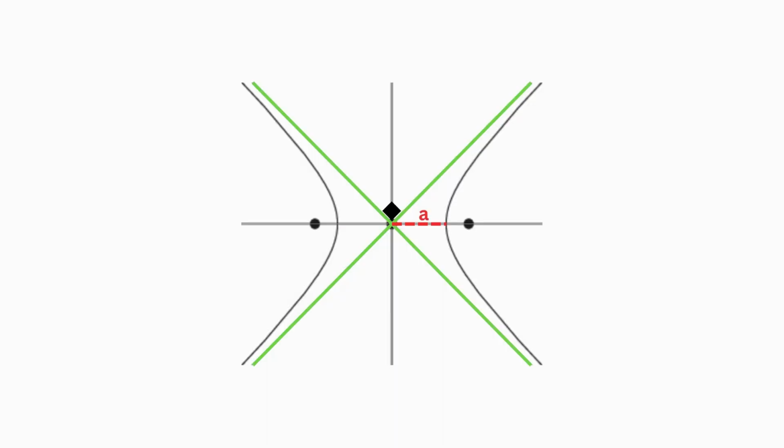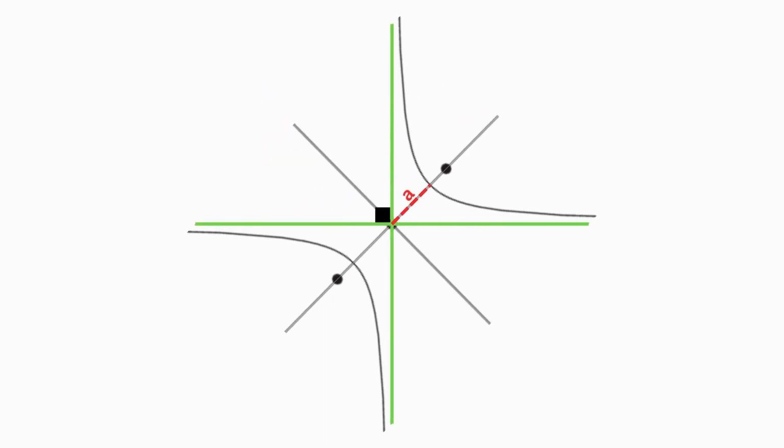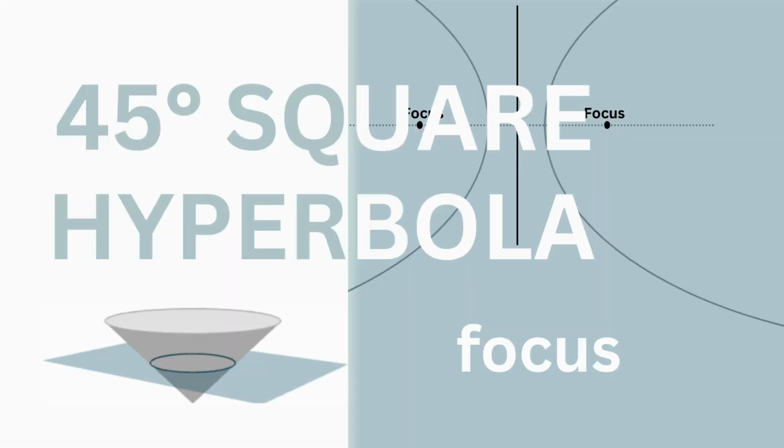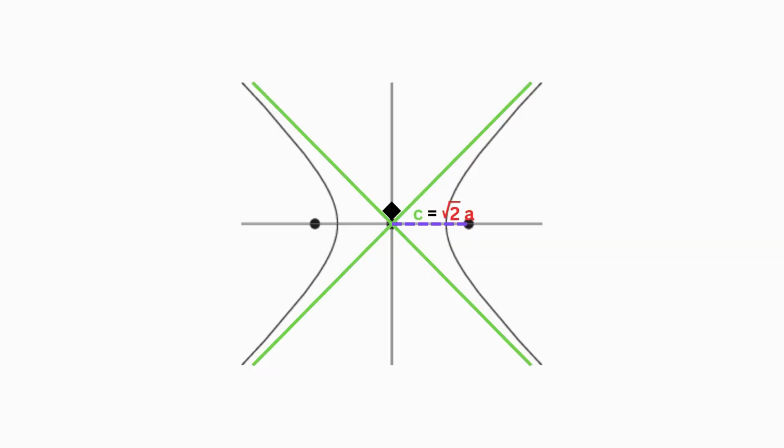We have a. Rotate 45 degrees. Using Pythagoras theorem to get the coordinate. We have c equals square root of 2 a. Rotate 45 degrees. Using Pythagoras theorem to get the coordinate.